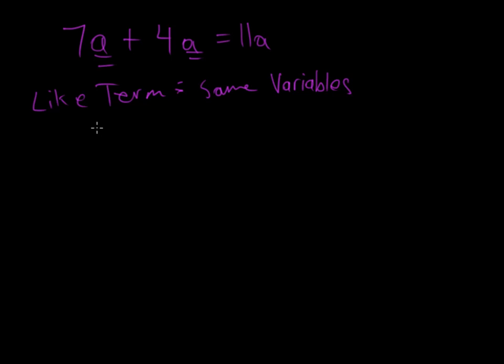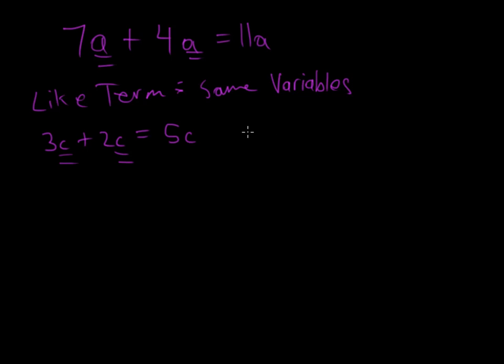Let's do another example. Let's say you have 3c plus 2c. 3c and 2c are like terms, so you can combine them and they will end up as 5c because they both have the same variable.